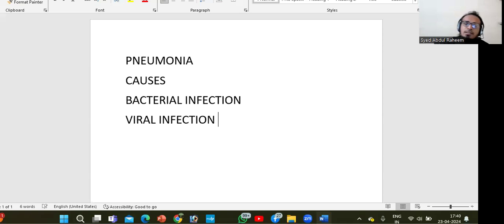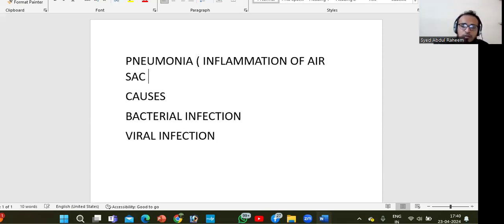So what is pneumonia? It is nothing but inflammation of the air sac. We studied that bronchitis is inflammation of the tubules, the bronchial tubules. Here in pneumonia, the air sac is affected. So this is the difference between bronchitis and pneumonia. Okay. So what are the causes?